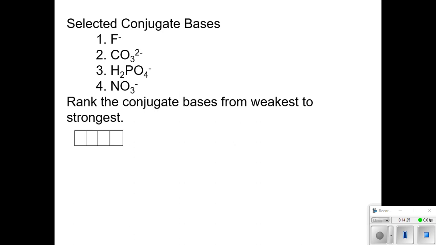Conjugate bases, we won't go through this one, but it's the same thing. We're just using the conjugate bases on the right-hand side, taking a look at these and ranking them once again. And in this case, it's from the weakest to the strongest.